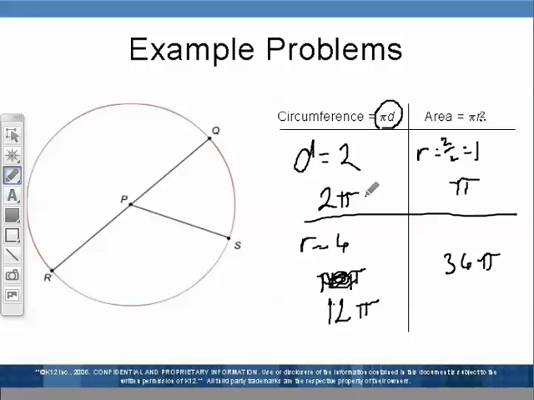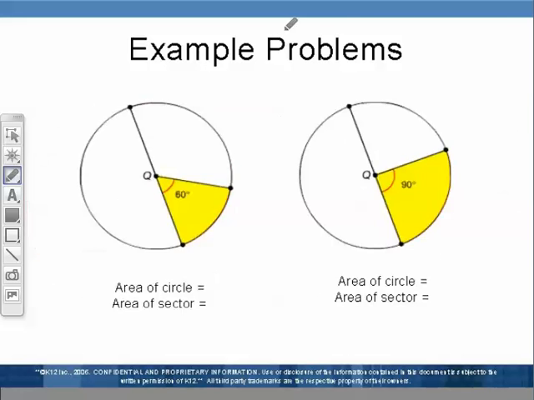This is considered more accurate than multiplying it out with 3.14 or any other estimate for pi. So we just leave that pi in there. Okay?